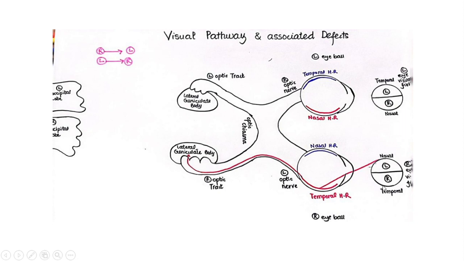Same is the case when the light rays come from the lower or inferior side: they are going to strike the superior part of the retina. So when there is damage of the superior retinal fibers along the pathway, they are going to cause the damage in the inferior part of the visual field.